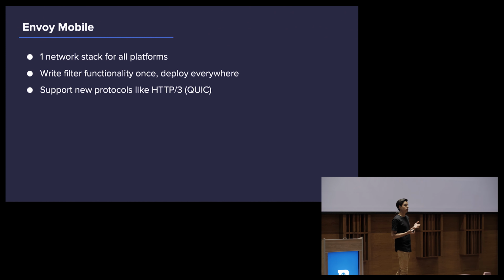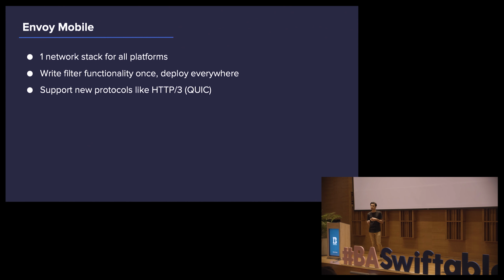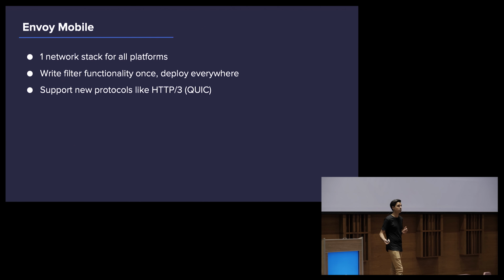Thirdly, we're actually able to start experimenting with and testing new protocols. So some of you may have heard of QUIC or HTTP3. It's an upcoming protocol that at some point Apple and Google will end up supporting on iOS and Android, but we're actually able to start testing it much, much faster than that because we use the same networking stack across all of our platforms. So we can actually write that functionality into Envoy and ship it everywhere and start testing it really quickly.